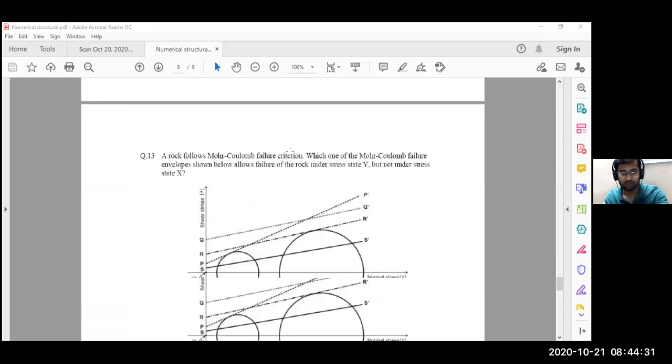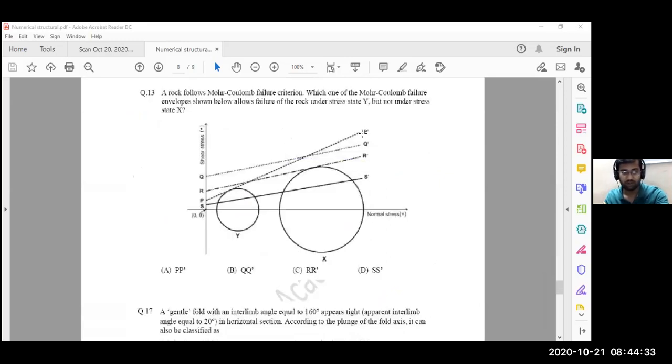Now see this. The rock follows the Mohr Coulomb failure envelope. Which one of the Mohr Coulomb failure envelopes shown below allows failure of the rock under stress state Y, but not under stress state X? Very easy question.